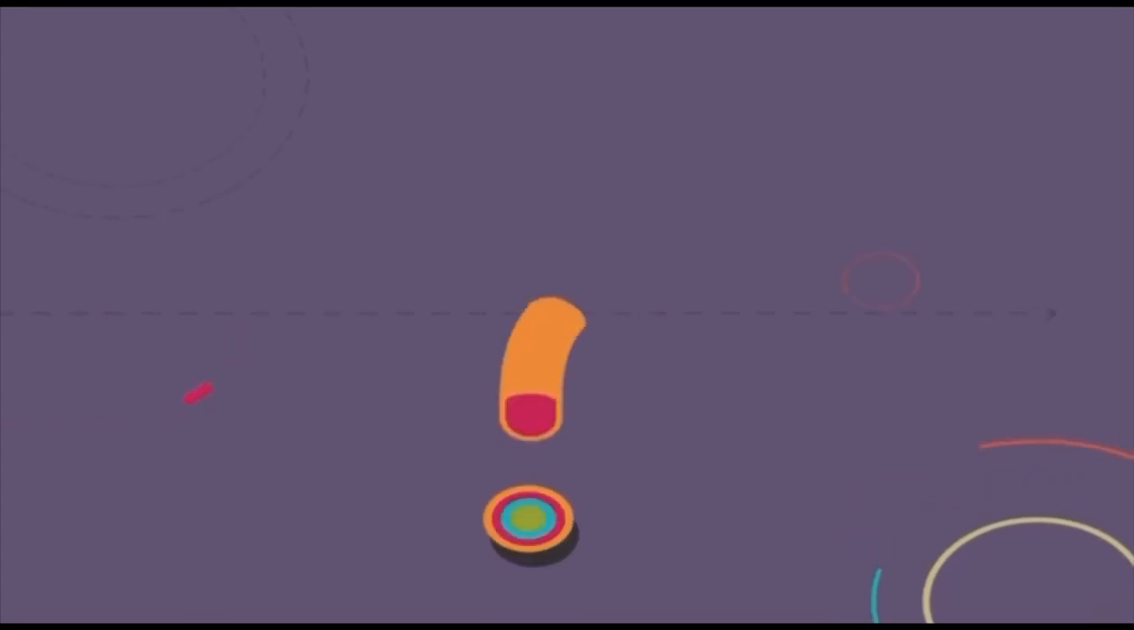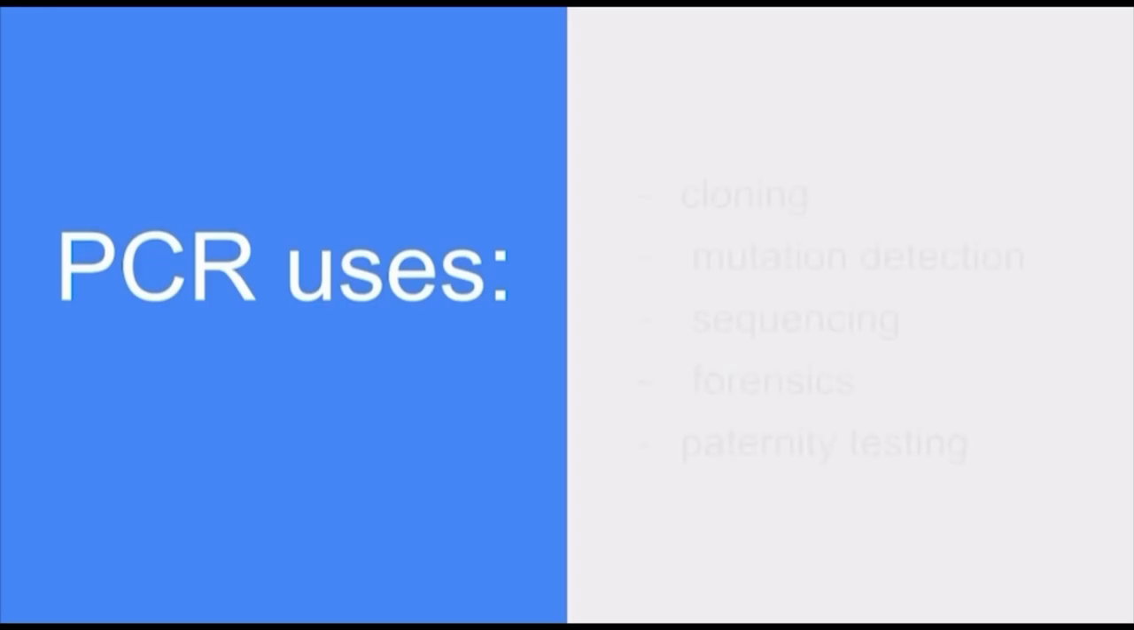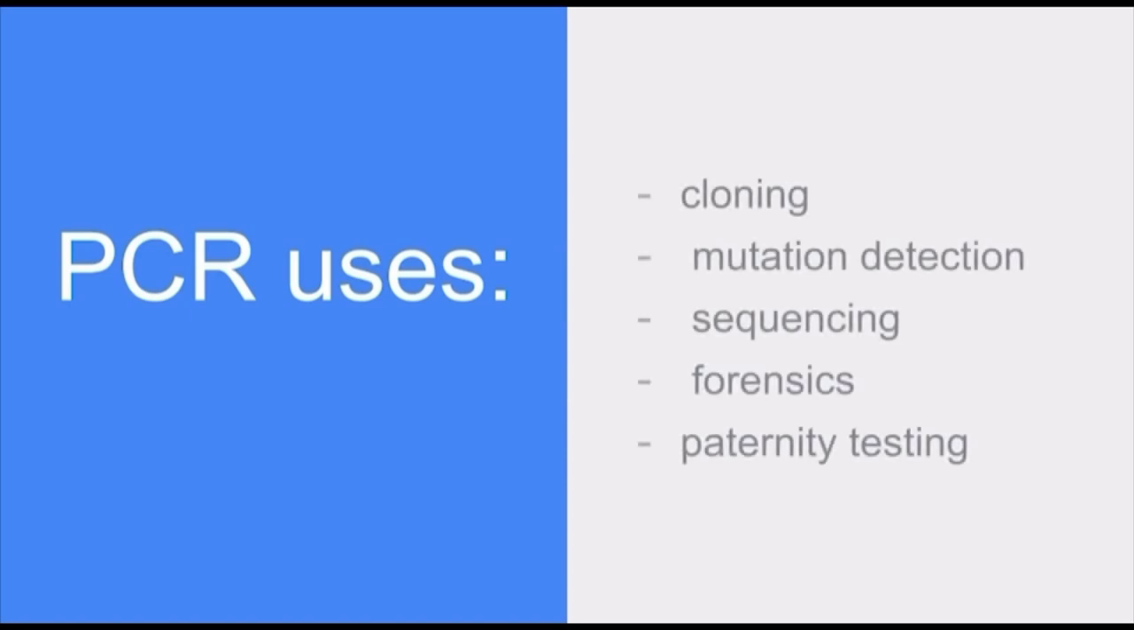The STR fragments produced can then be separated out by gel electrophoresis. Did you know it takes 32 cycles to amplify a sample of DNA that's not visible to the eye? There are multiple uses of PCR, some of which include forensics and paternity testing.